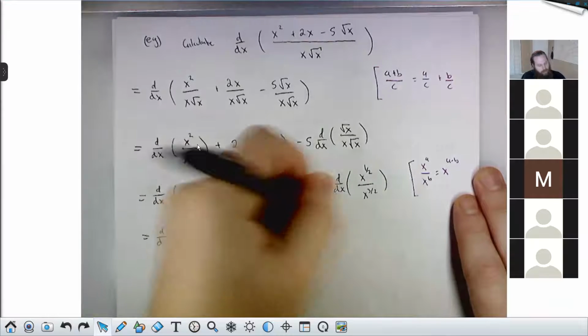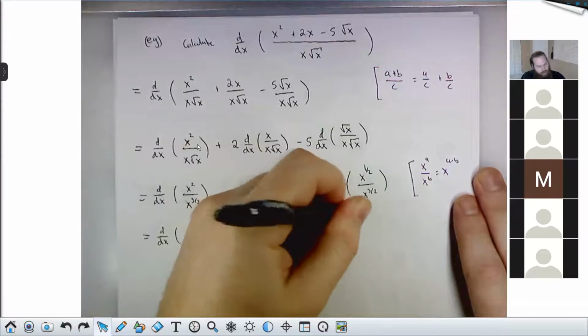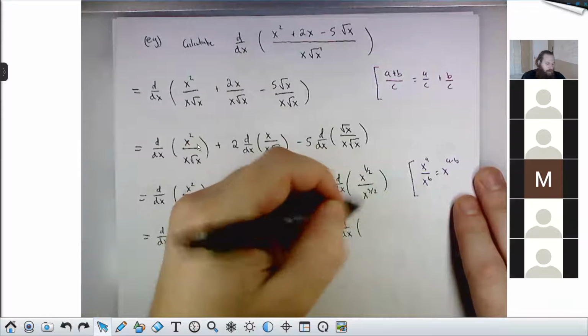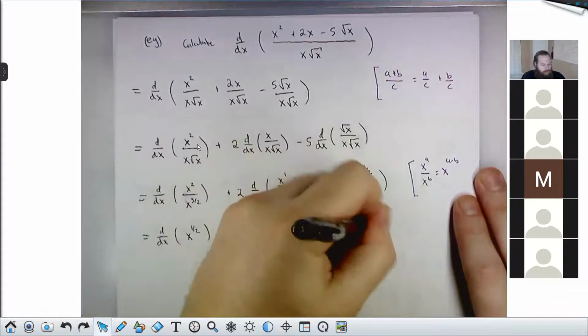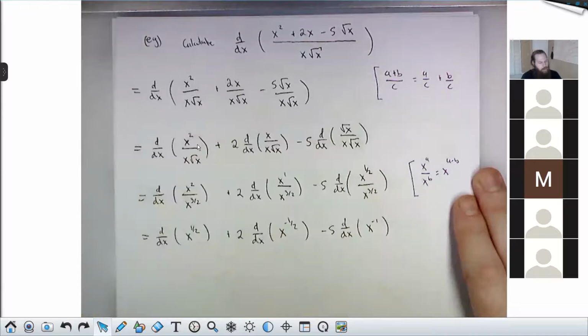And then minus 5 d/dx x to the 1 half minus 3 halves. Well, 1 half minus 3 halves is negative 2 halves. That's x to the negative 1. So it's still all just been algebra.